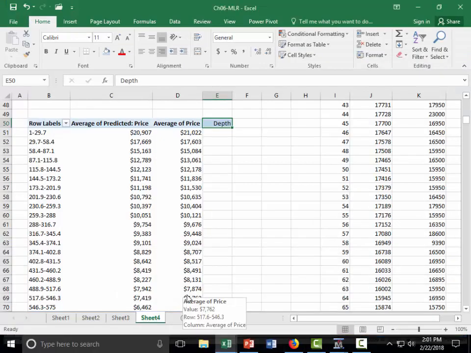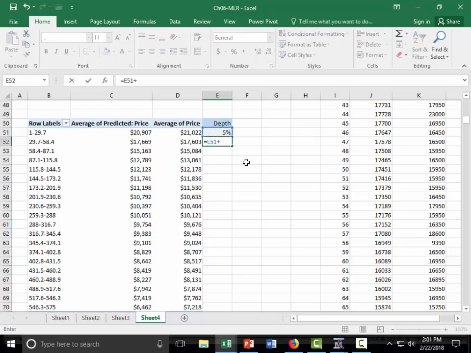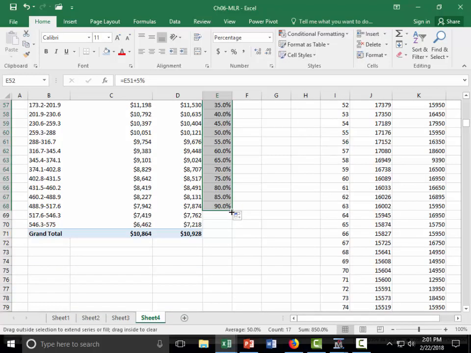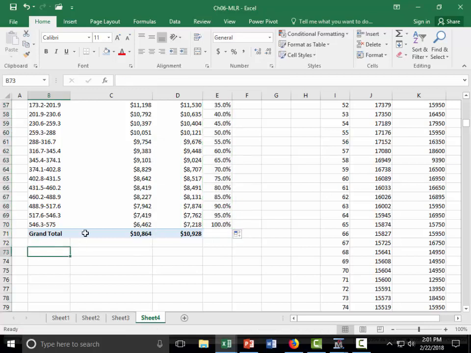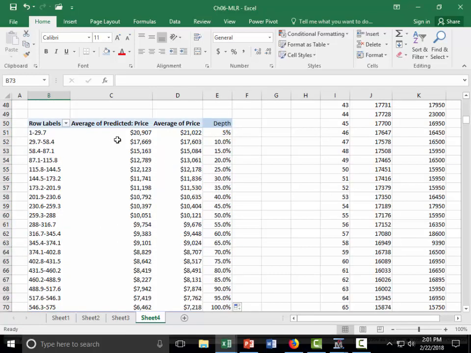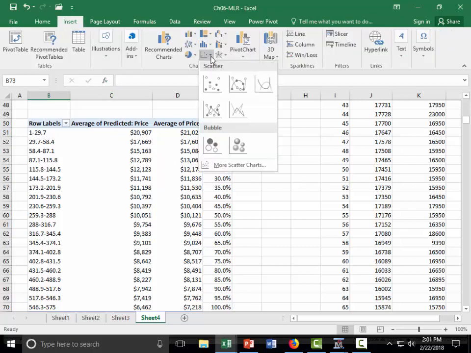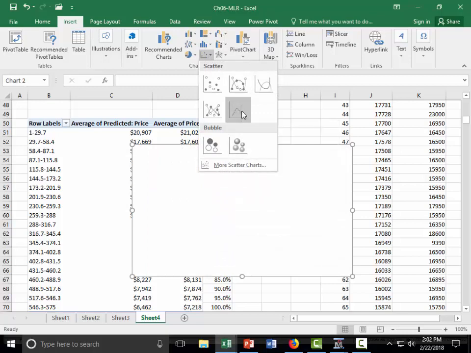It goes up by 5%, and goes up by 5% after that. So that's your x-axis, and these two are the lines that we plot on the y-axis. So we'll do a scatter plot, like that.